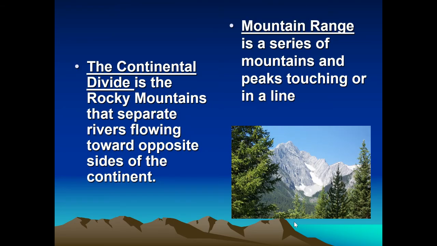You have a mountain range. It's going to be a series of mountains and peaks touching in a line, not a mountain, but a mountain range, like the Rockies or the Appalachians. You also have the Continental Divide. That is in the Rocky Mountains, and it separates the rivers that flow towards the opposite sides of the continent.